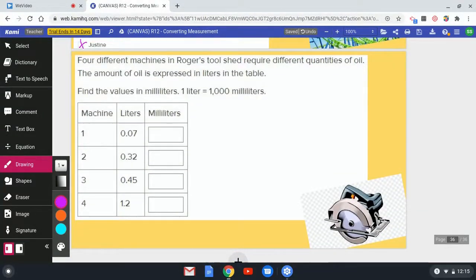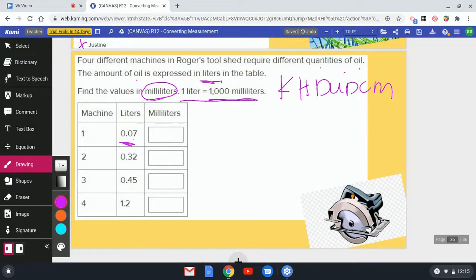All right, last one. 4 different machines in Roger's tool shed require different quantities of oil. The amount of oil is expressed in liters in the table. Find the value in milliliters, or 1 liter equals 1,000 milliliters. So we could times this by 1,000, or do you remember our story? King Henry doesn't usually drink chocolate milk.